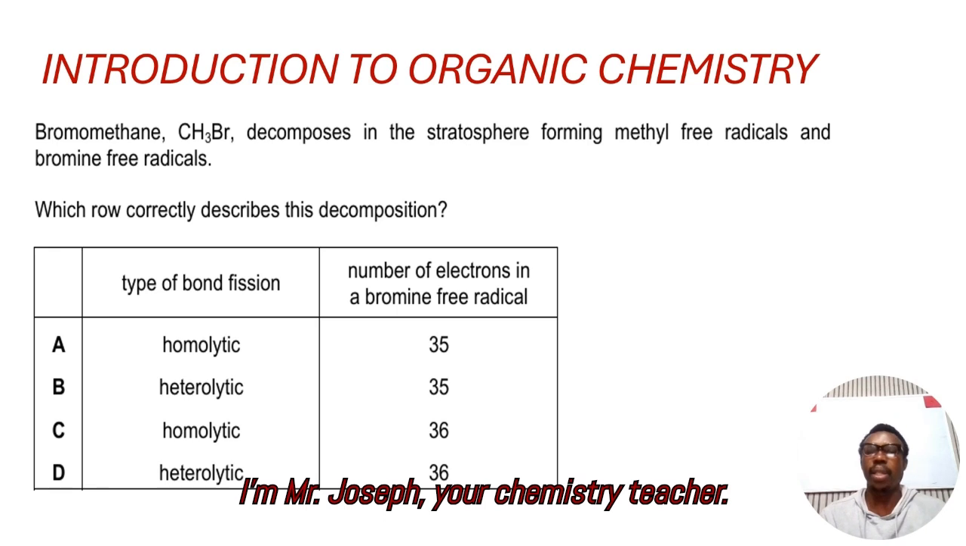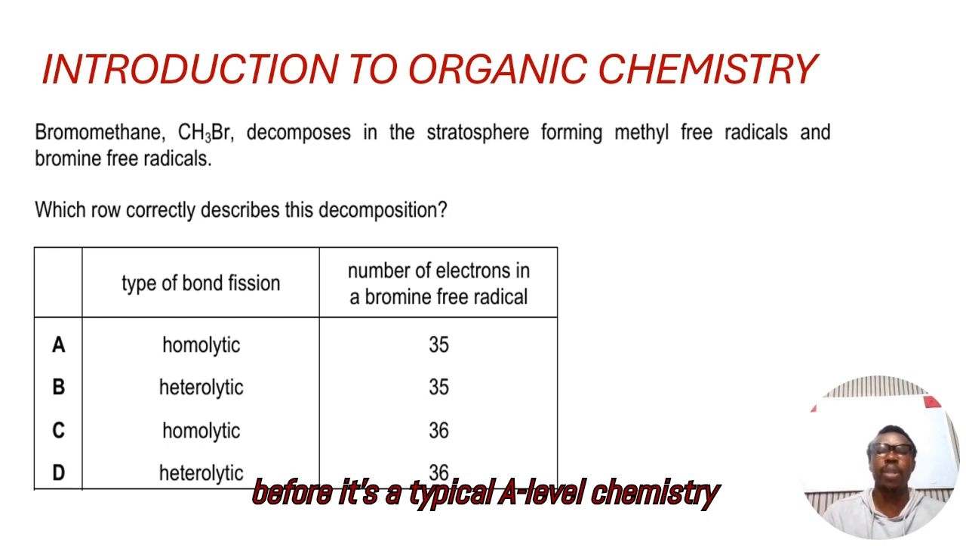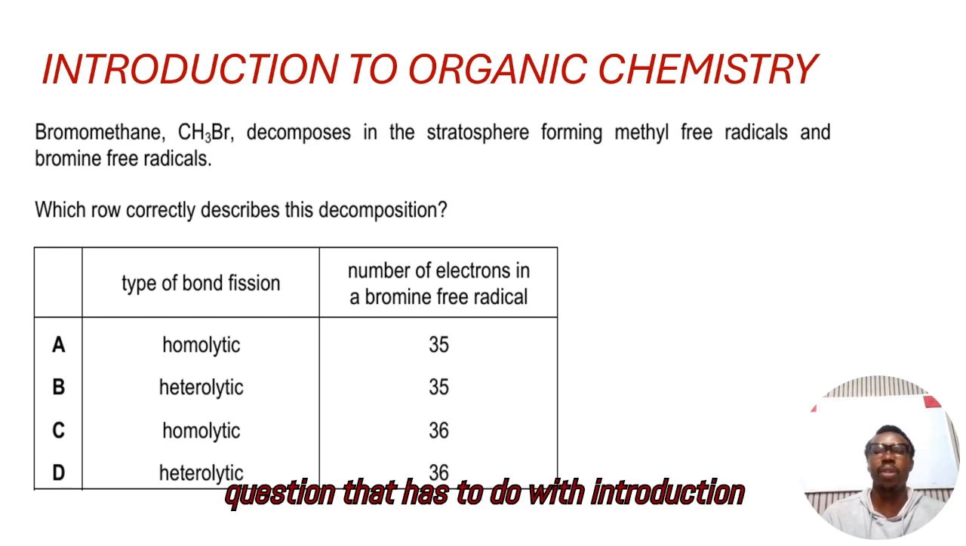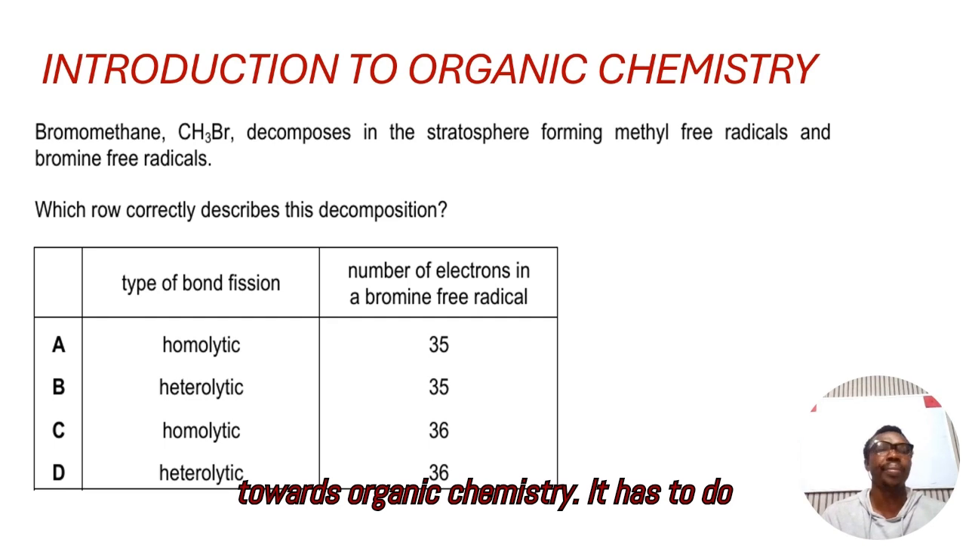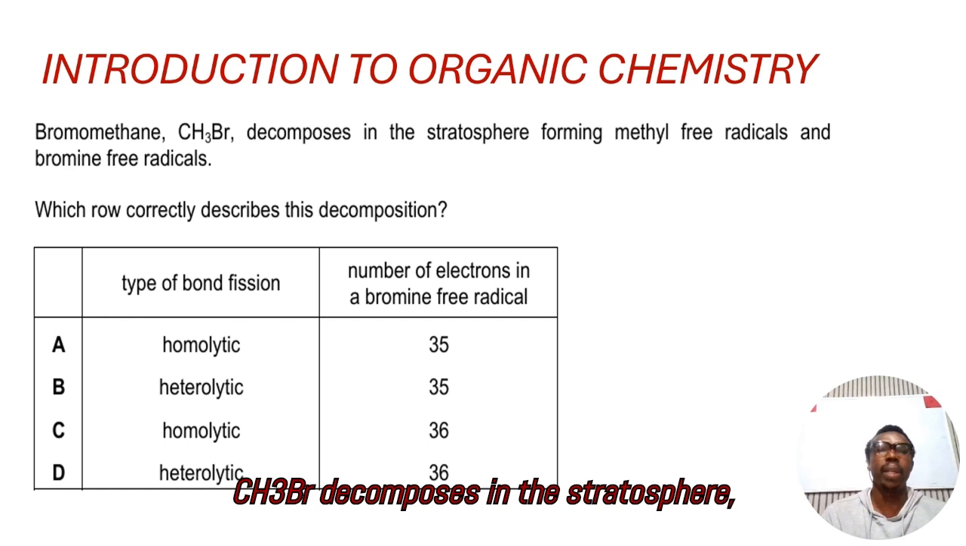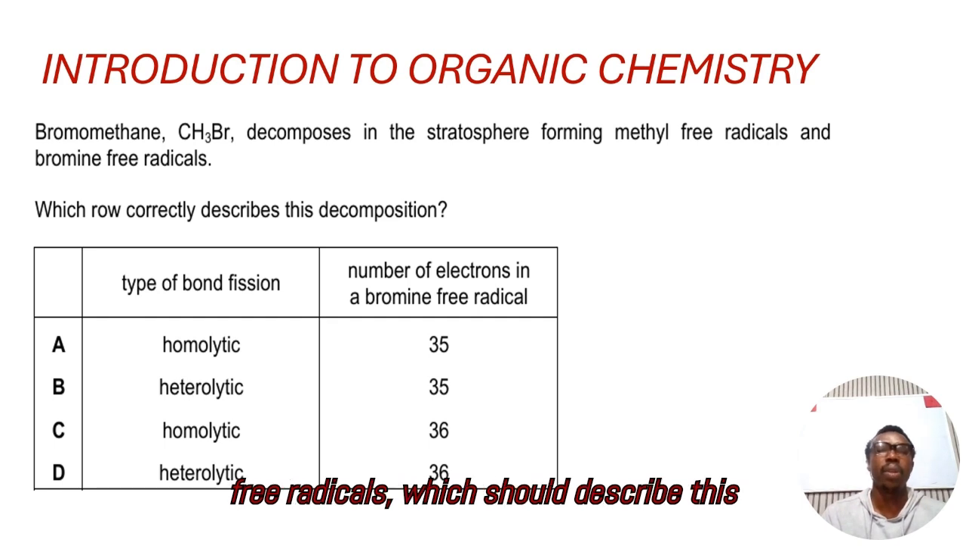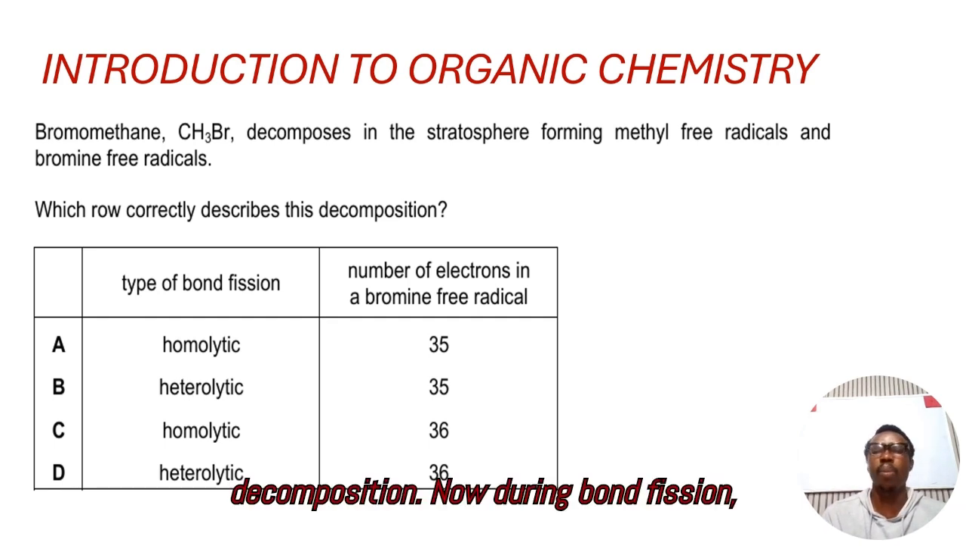I'm back with my lectures, still on Introduction to Organic Chemistry. So before us, a typical A-level chemistry question that has to do with introduction to what? Organic chemistry. It has to do with bond fission. Now, bromomethane, CH3Br, decomposes in the stratosphere, forming methyl free radicals and bromine free radicals. Which row describes this decomposition?